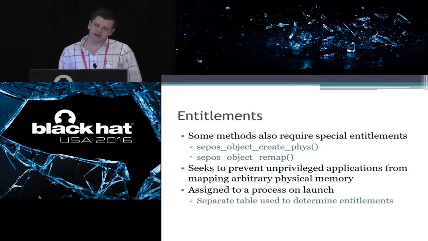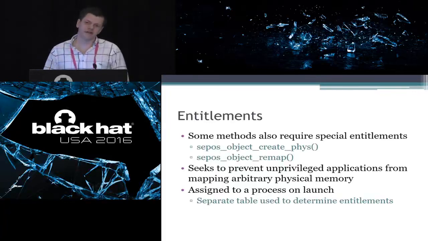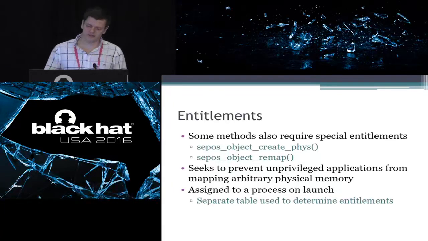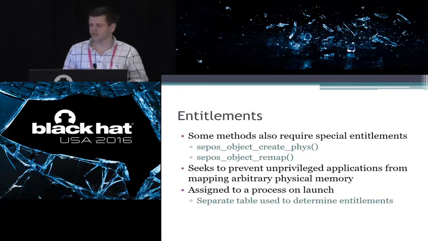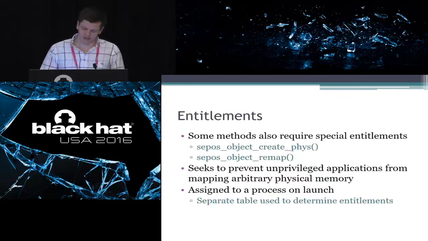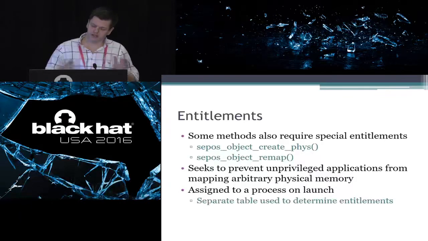Some functions also are very powerful. Some functions allow you to map arbitrary physical memory. So in these cases, processes, or applications, are assigned specific entitlements. And this is done by checking a table whenever a process is launched. Examples of this are the SEPOS object create phys function, and also the remap function, which allows you to remap a virtual to physical mapping.